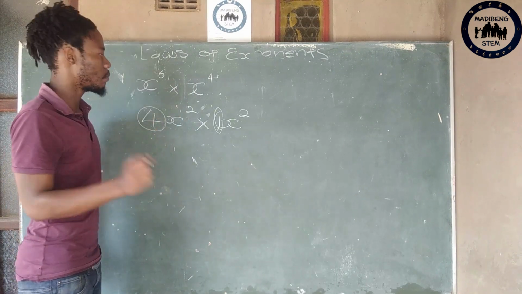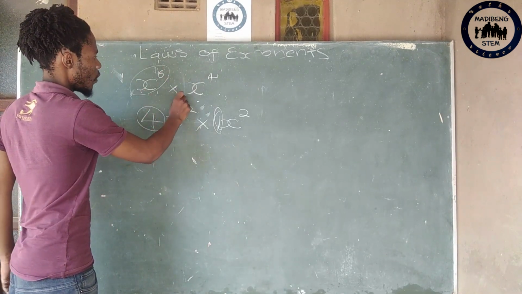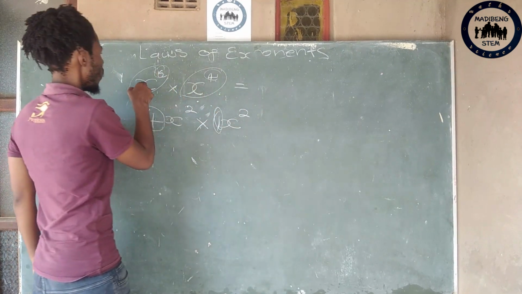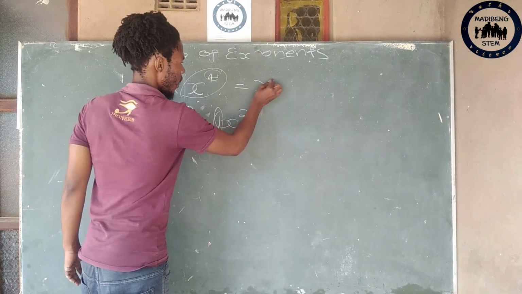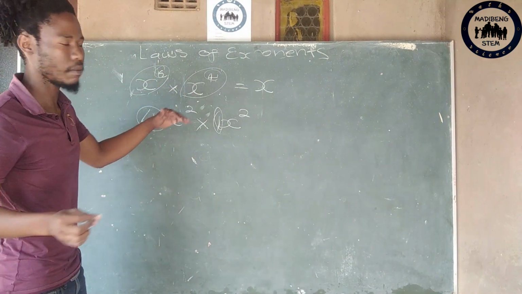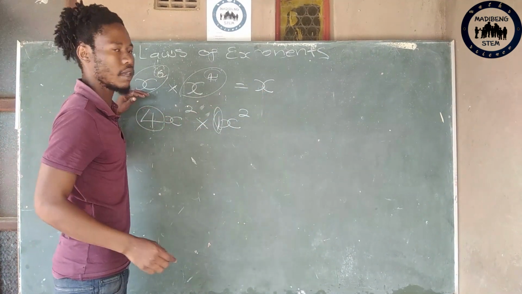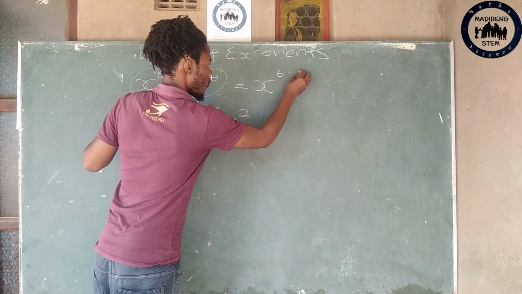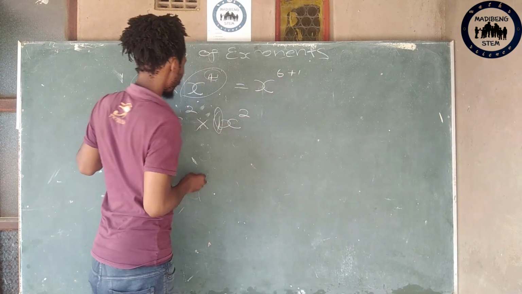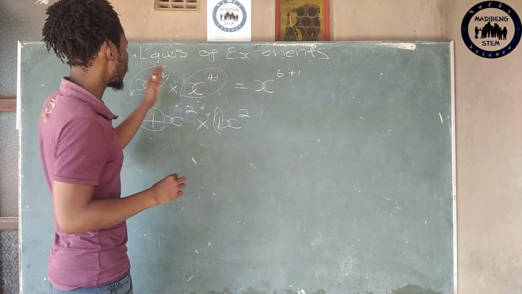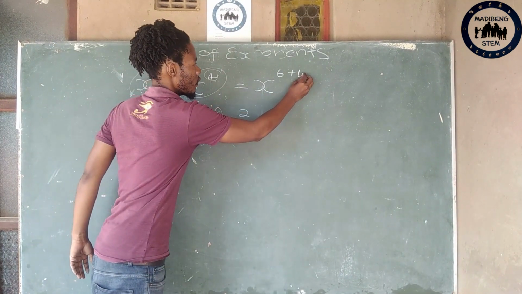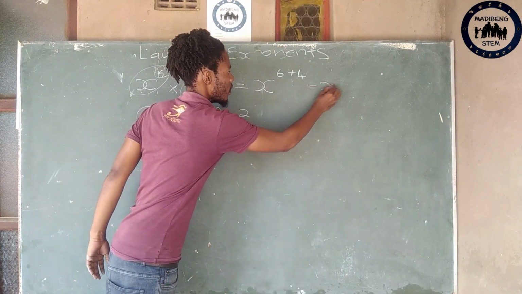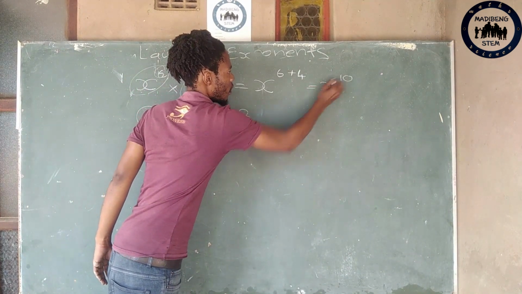If you multiply powers of the same base, you add your exponents. So you're going to write x here, because they share the same base. So now, it's 6 plus 4, not minus, guys. It's 6 plus 4. So you add your exponents. This gives you x to the power 10.